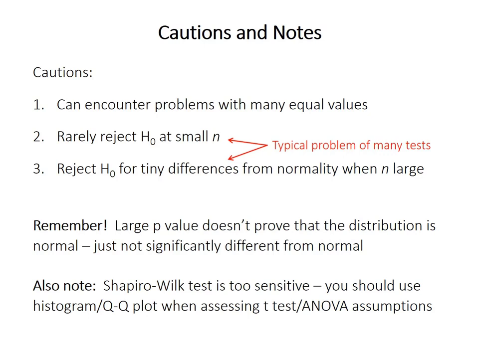And I will also note that you shouldn't use the Shapiro-Wilk test to assess normality for a t-test or ANOVA. If you want to know, is my data good enough for a t-test, the Shapiro-Wilk test is far too sensitive for that purpose. Many data sets that fail the Shapiro-Wilk test, that are significantly different from normal, are perfectly fine for a t-test or for ANOVA. So use histograms or use QQ plots instead.